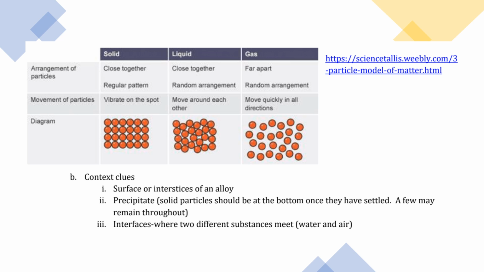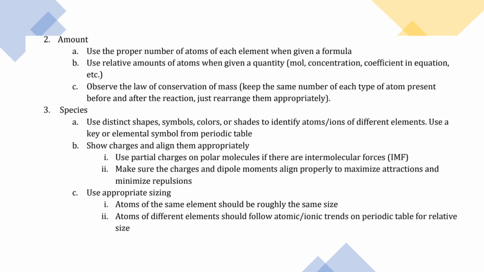Like we said, solid, liquid, gas, and how the particles are arranged. The movement of particles is all review. Some context clues may be if it's a surface or interstices of an alloy. For a precipitate, the solid particles should be at the bottom once they have settled, though a few may remain throughout. Also consider interfaces where two substances meet, like water and air.